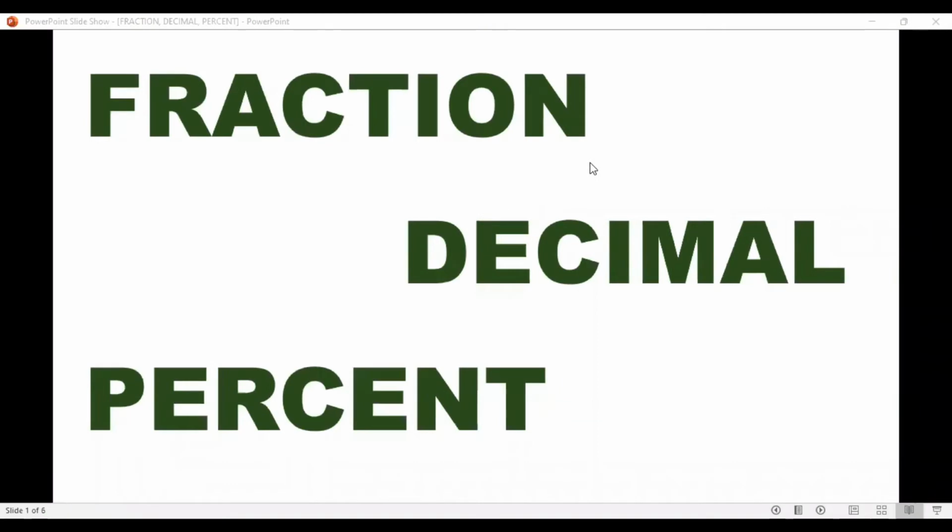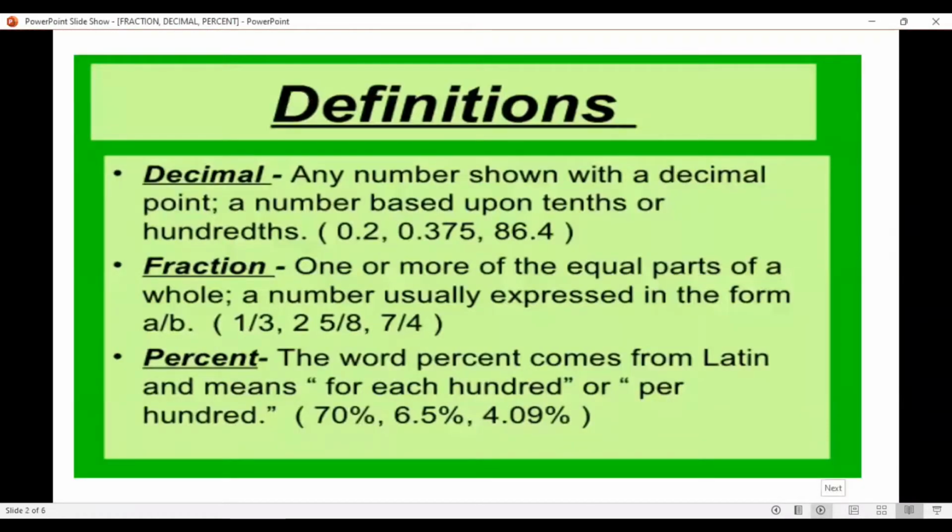We will try to look into the relationship of fraction, decimal, and percent. For now, let's go first to the definition of each of these three terms.